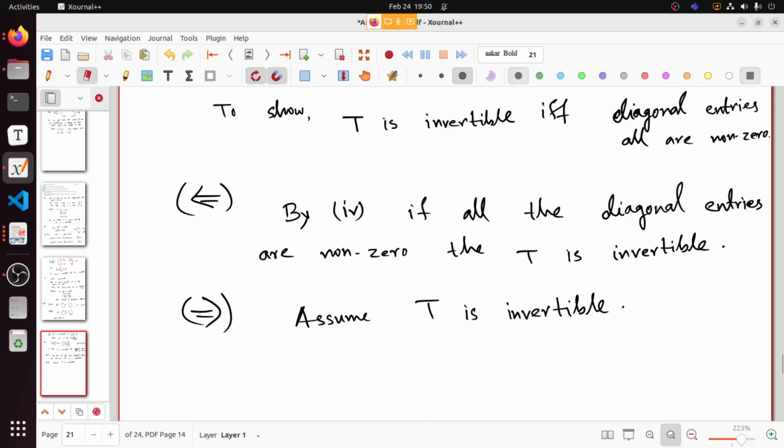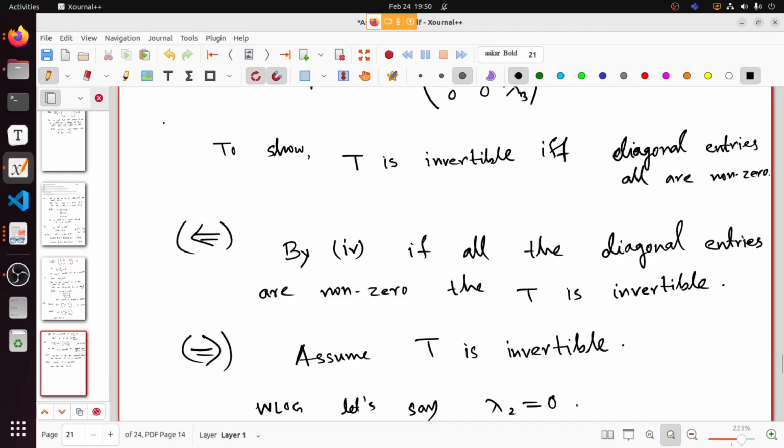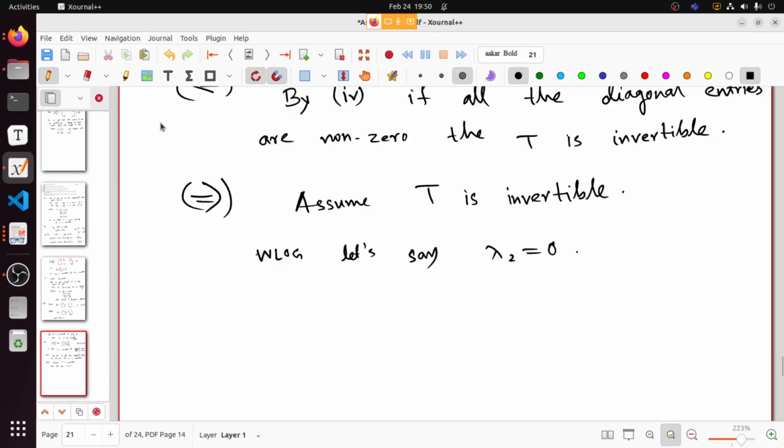So let's say, without loss of generality, lambda 2 is 0. If all the entries are non-zero, then we are done. So suppose lambda 2 is 0, then what will we check? We check A of E2. So what is A?